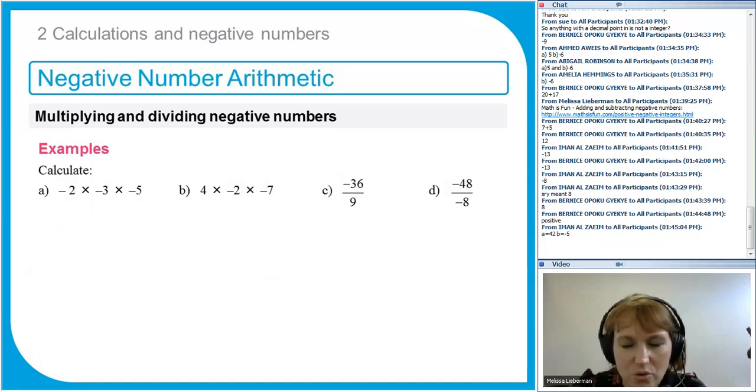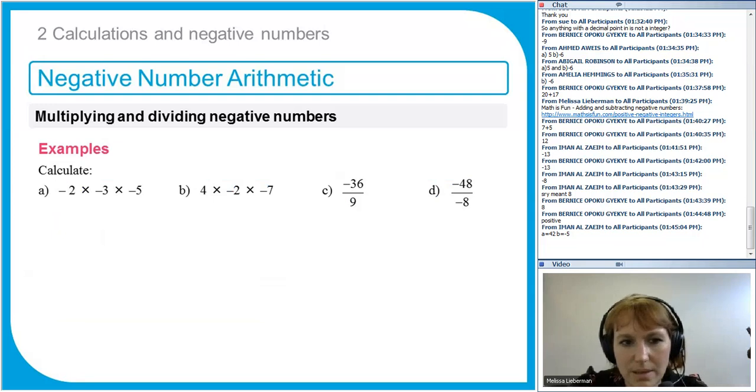Now, if you want to pause this and try these, you can. Part A and B, you need to be careful here because we're going to multiply the first two numbers together first, and then the result is multiplied by the third number, so the signs can do funny things. What happens if we multiply three negative numbers together? Is the answer going to be positive or negative? Well, let's have a look.